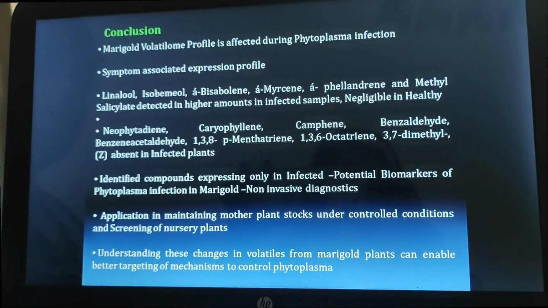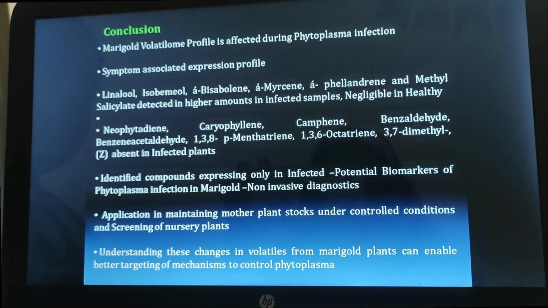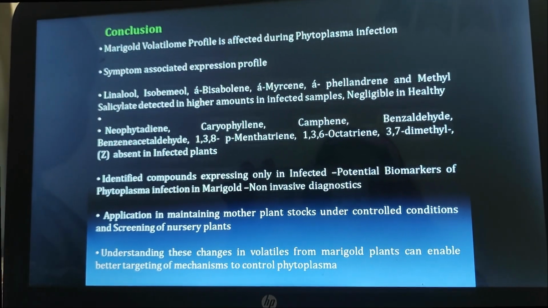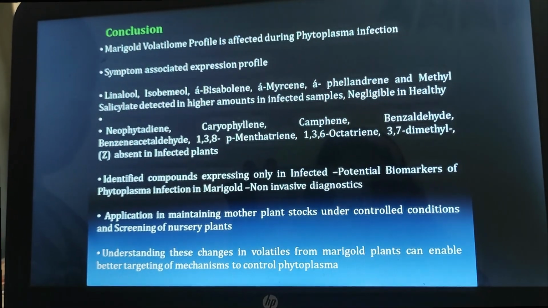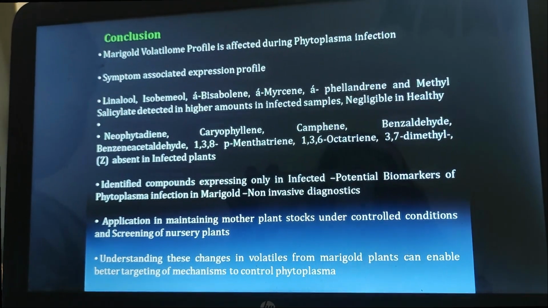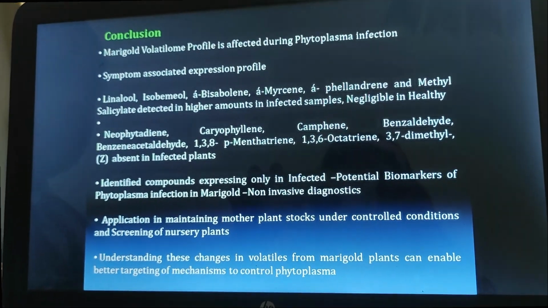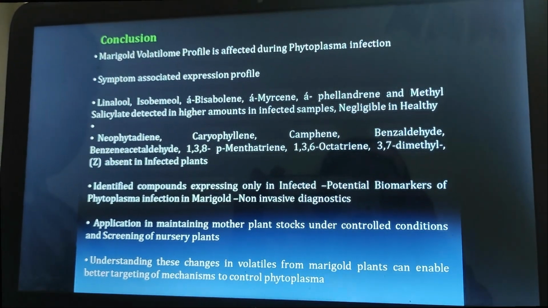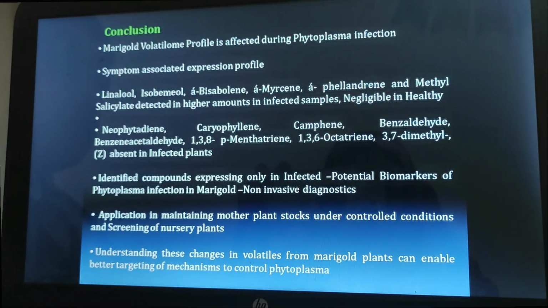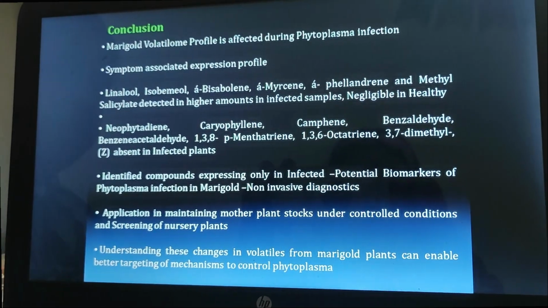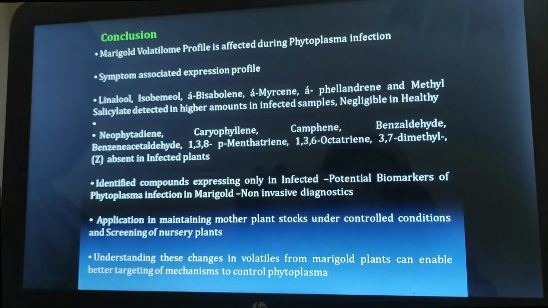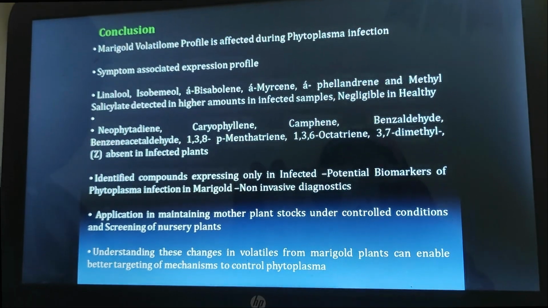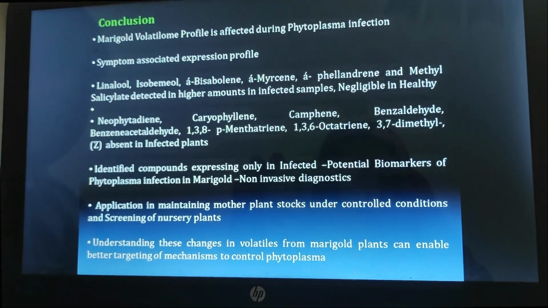So to conclude, it has been identified that the volatile profile of marigold is affected during Phytoplasma infection, and symptom-associated expression profiling of volatile organic compounds was successfully done. Linalool, isoborneol, bisabolin, myrcene, philandrin, methyl salicylate, etc. were released in high amounts from infected plants and were very negligible or absent in healthy, while neophytidine, caryophyllene, camphene, benzaldehyde, benzene, acetaldehyde, etc. were absent in infected plants while found in healthy.